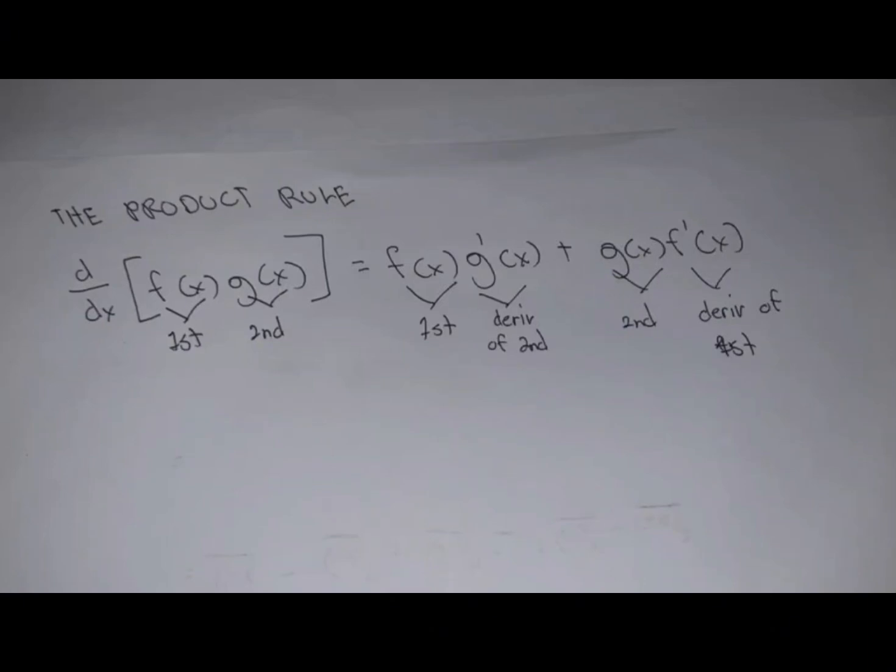One way I like to remember it is by thinking of f of x as the first function and g of x as the second function. So when we apply the product rule, the right hand side becomes the first function times the derivative of the second plus the second function times the derivative of the first.